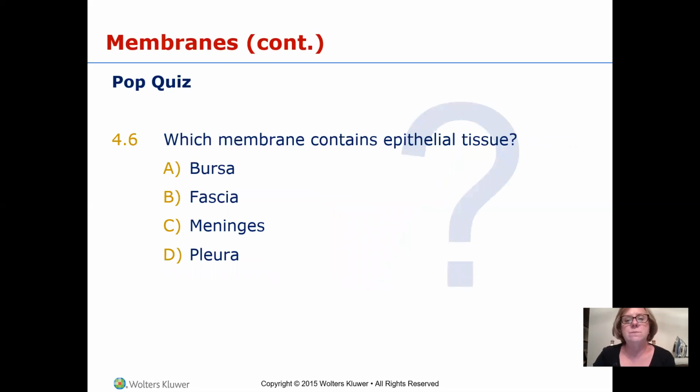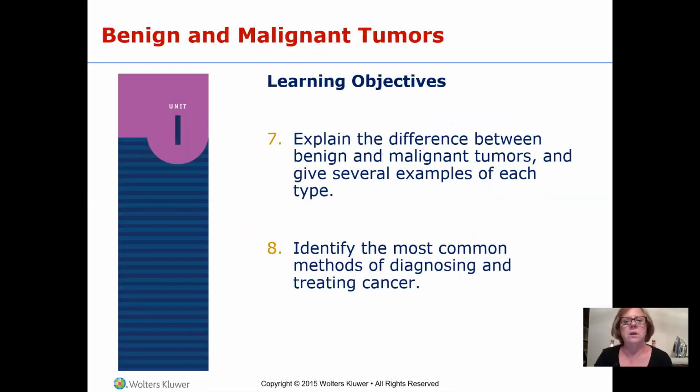Okay, so which membrane contains epithelial tissues? And if you look at that, it's going to be the pleura. The others are the membranes that are not involved in the epithelium.